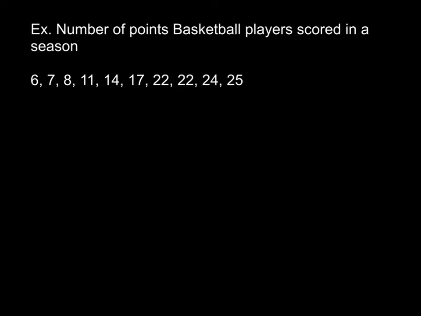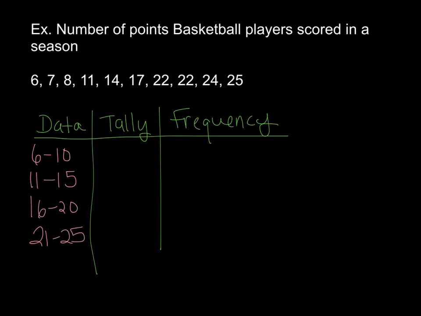All right, another example says the number of points basketball players scored in a season. So here you have a list of data points, 6, 7, 8, 11, 14, 17, 22, 22, 24, and 25. Now we're going to actually use ranges to make our frequency table. Definitely good practice on frequency tables is when you use ranges like I did here, you use the same numeric values. So 6 to 10 is 5 data points, 11 to 15 is 5 data points, 16 to 20 is 5 data points, and 21 to 25 is 5 data points, okay?